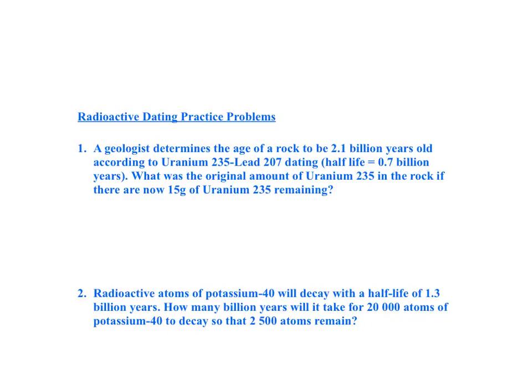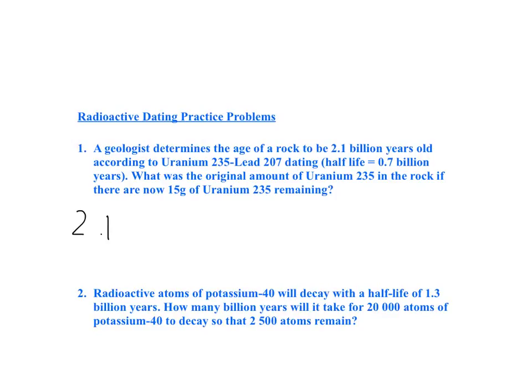So for these radioactive dating practice problems, there's 4 pages of problems, so I'm hoping to do these maybe in 2 different videos. So we'll start with the first one now. A geologist determines the age of a rock to be 2.1 billion years.